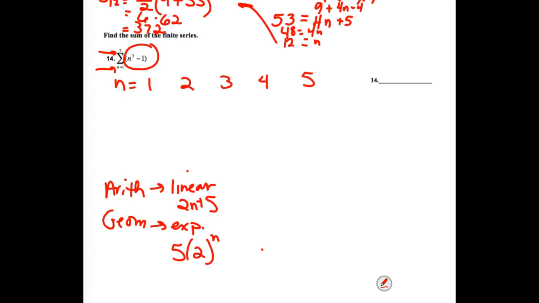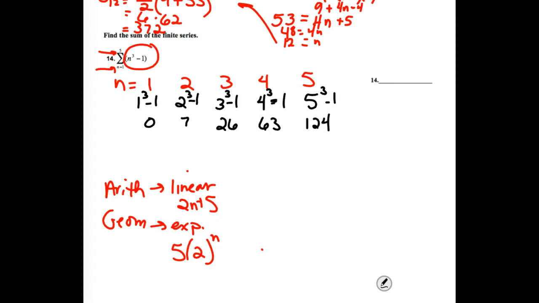What do we get when we put a 1 in? Our formula says take the 1, cube it, and subtract 1. What's 1 cubed minus 1? 0. Put a 2 in, cube it, and subtract 1. 2 cubed is 8, so we get 7 for that one. Put a 3 in and cube it. What's 3 cubed? 27. Subtract 1, we're at 26. 4 cubed? 64 minus 1. And then 5 cubed minus 1 would be 124.